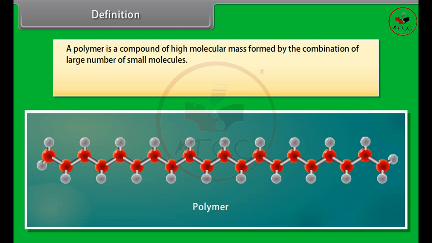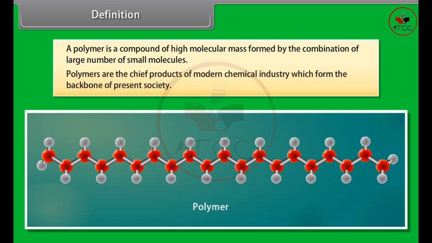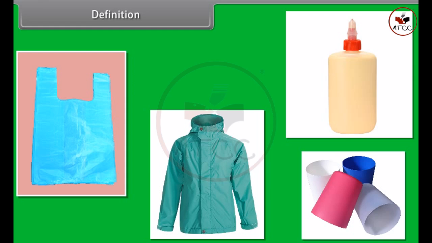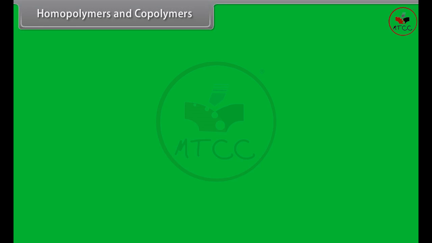Definition. A polymer is a compound of high molecular mass formed by the combination of a large number of small molecules. Polymers are the chief products of the modern chemical industry, which form the backbone of present society. In our everyday life, we use a number of materials like plastic dishes, cups, automobile tires and seat covers, plastic bags, raincoats, radio, TV and computer cabinets, a wide range of synthetic fibers for clothing, synthetic glues, flooring materials, and materials for biomedical and surgical operations, all based on polymers.